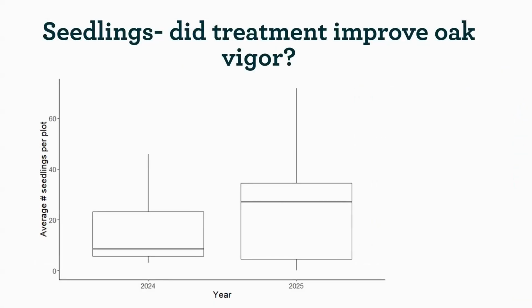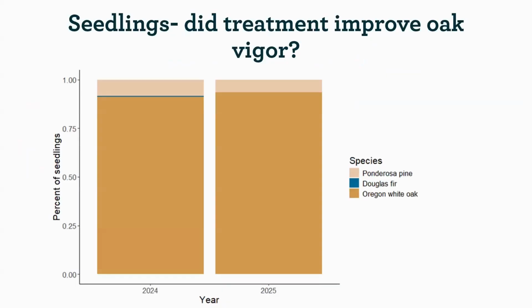We found significantly greater seedling counts post-fire in 2025 compared to 2024. The tree seedlings averaged 16 per 6.8-foot radius plot for treatment, and then 24 per plot in 2025. The majority of the seedlings, again, were Oregon white oak with just a few ponderosa pine.